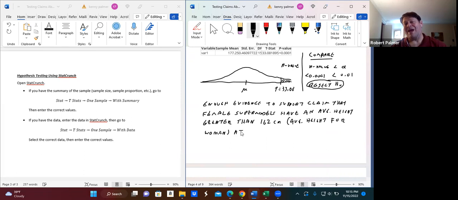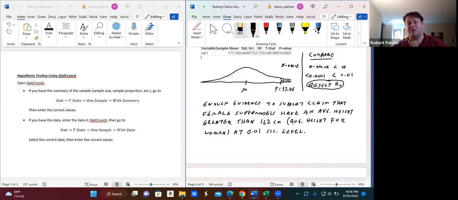Okay, once again, at our significance level of 0.01. So at 0.01 significance level, let's abbreviate that. Okay, so we read that back again: enough evidence to support the claim that female supermodels have an average height greater than 162 centimeters, which is the average height for women in general, at 0.01 significance level.